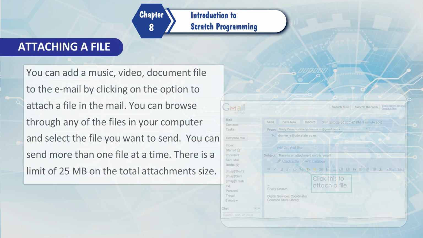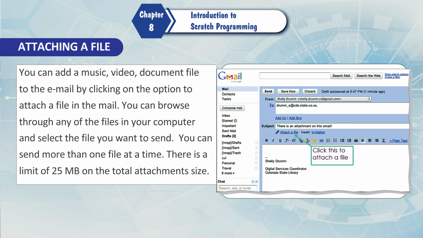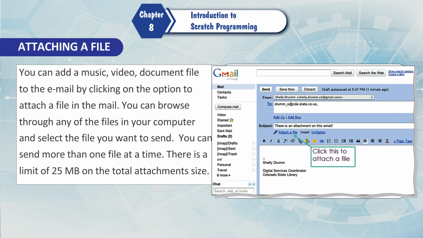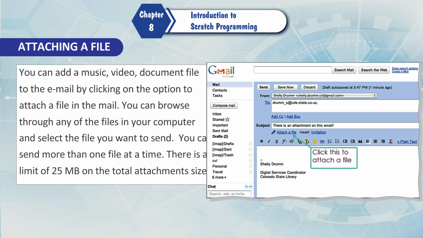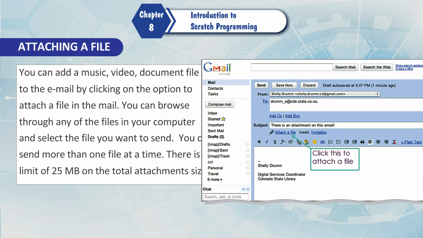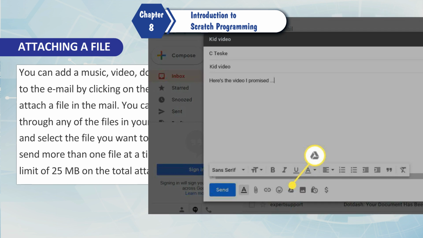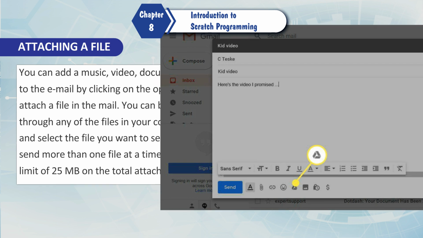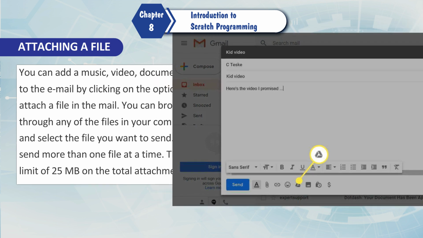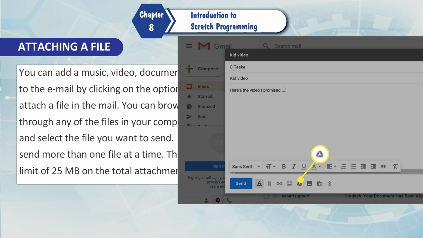Attaching file. You can add music, video, document file to the email by clicking on the option to attach a file in the email. You can browse through any of the files in your computer and select the file you want to send. You can send more than one file at a time. There is a limit of 25 MB on the total attachment size.